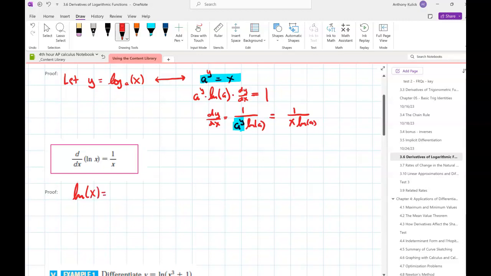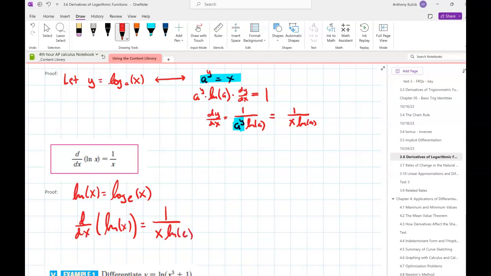So remember, the natural log is the same thing as log base e, right? So if I use the derivative rule from before, I should get 1 over x natural log of e. What's natural log of e? 1. Even easier.